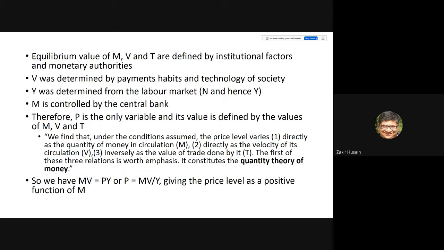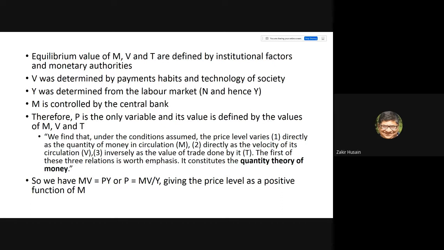Output is determined from the labor market. Given the population, you have a certain number of workers, and this will give you your output level. M, or money supply, is controlled by the central bank. Therefore, P is the only variable in the equation, and its value is defined by the values of M, V, and T.